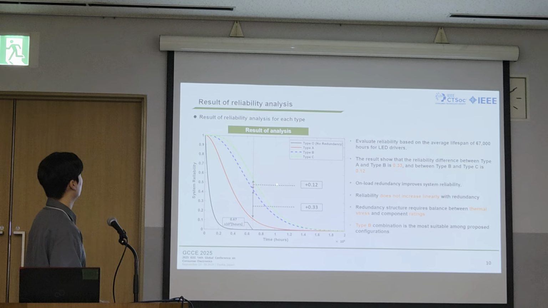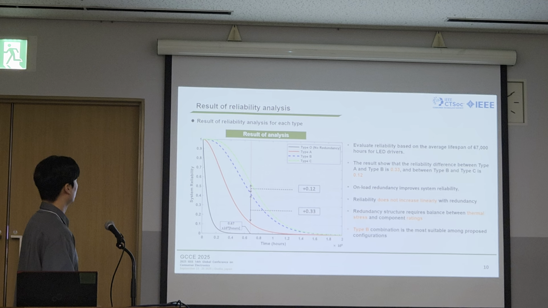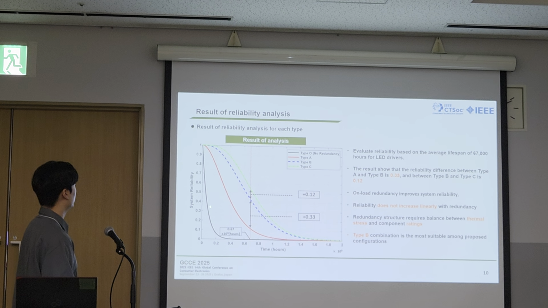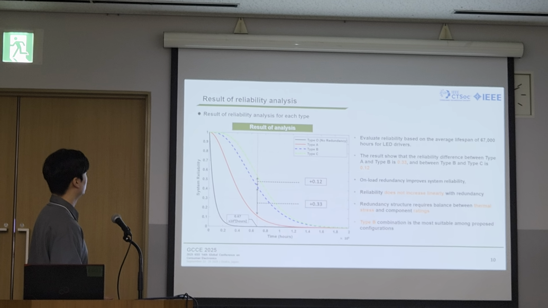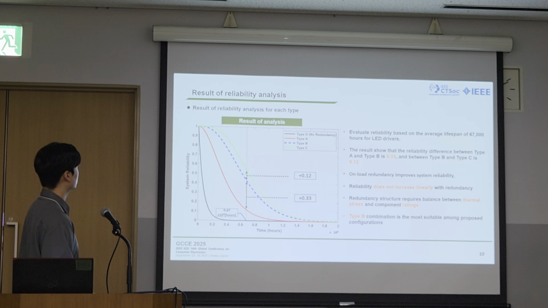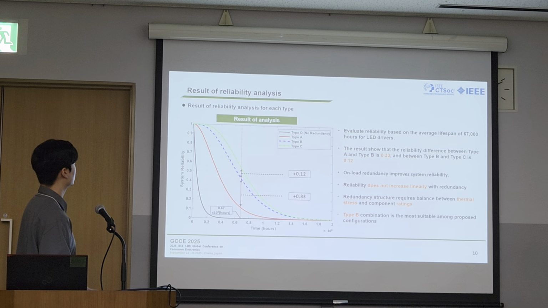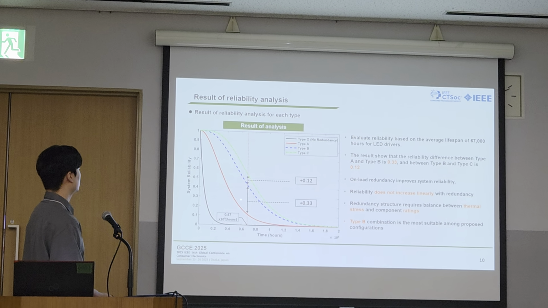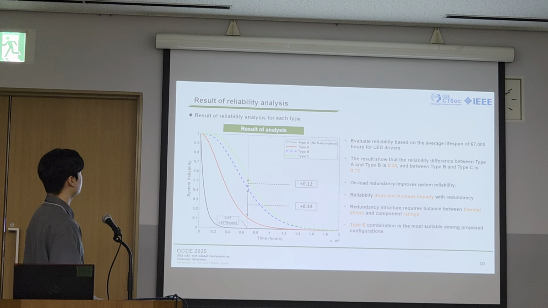This graph shows the result of the reliability analysis for each type. Here, the black line is the system reliability without redundancy, the red one is 100% redundancy, the blue one is 200% redundancy, and the green one is 300% redundancy. As we know, it means all of the redundancy improves system reliability.